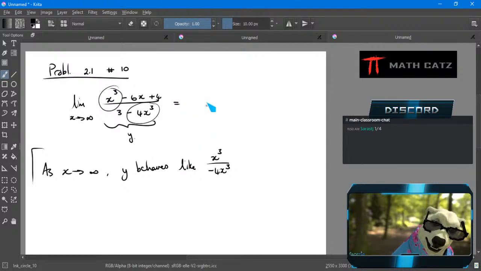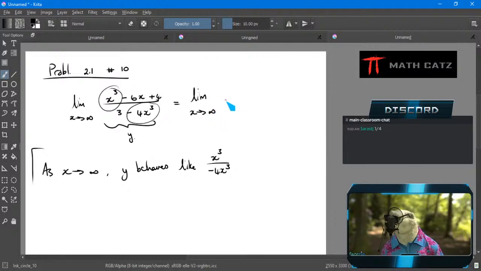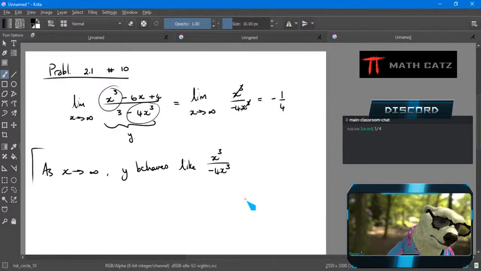So now this is the exact same sentence. The behavior as x blows up of that function is the same as the behavior of x cubed over negative 4x cubed. I can simplify this, and then I get negative 1 over 4, which is consistent, which is stable, which is a number.